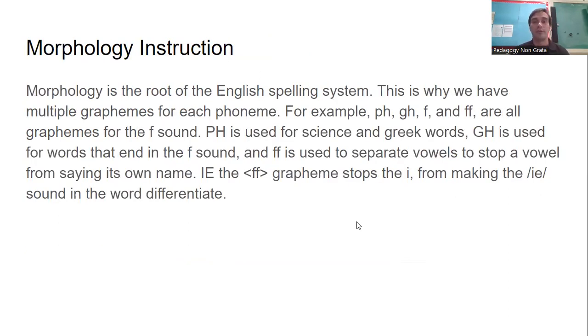Morphology instruction is the root of the English spelling system. This is why we have multiple graphemes for each phoneme. For example, PH, GH, F, and FF are all graphemes for the F sound.